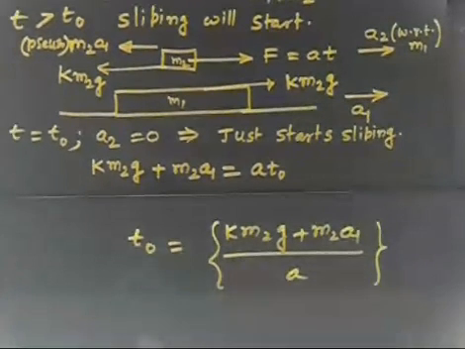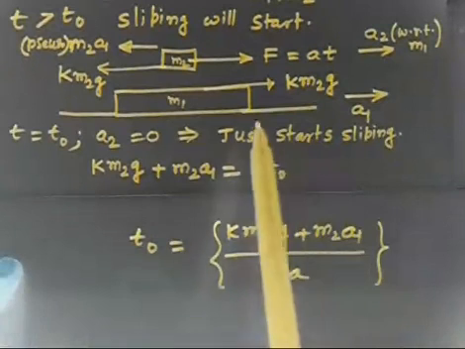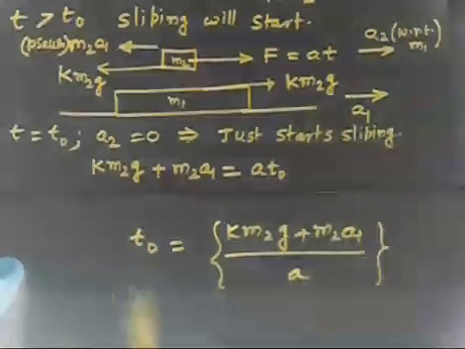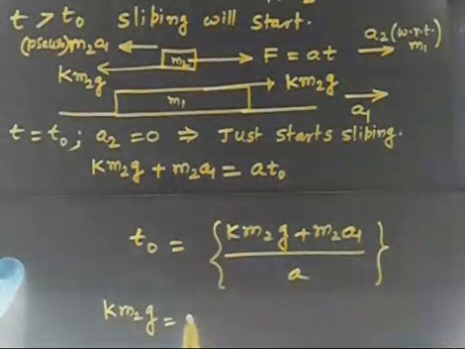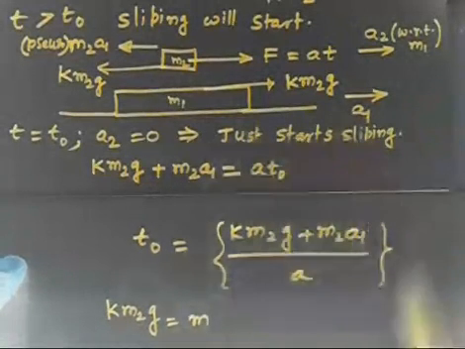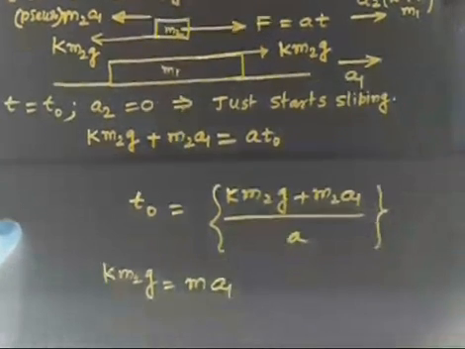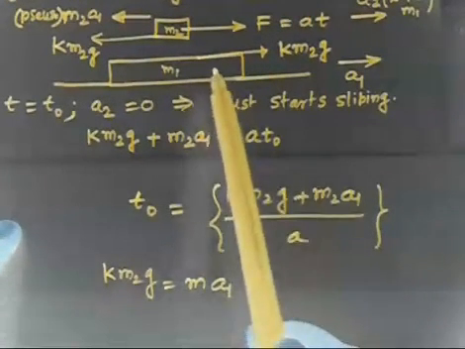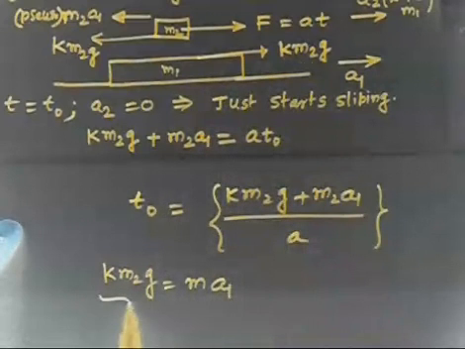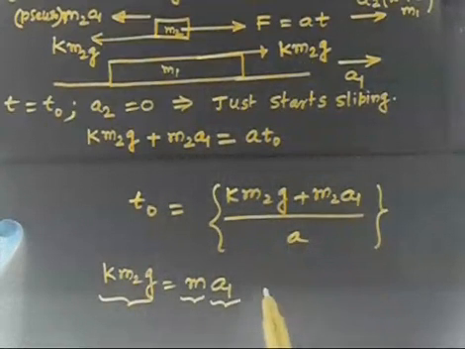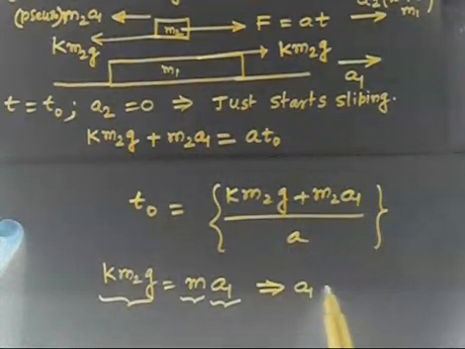But now A1 is unknown, so I can solve for A1. The total force on this block is Km2Z, the mass of this is M1, and the acceleration of this block is A1. So I can write an equation for this. On this object you see the force is Km2Z and the mass is M1. So force is equal to mass into acceleration, and I can solve for A1. So A1 is what?